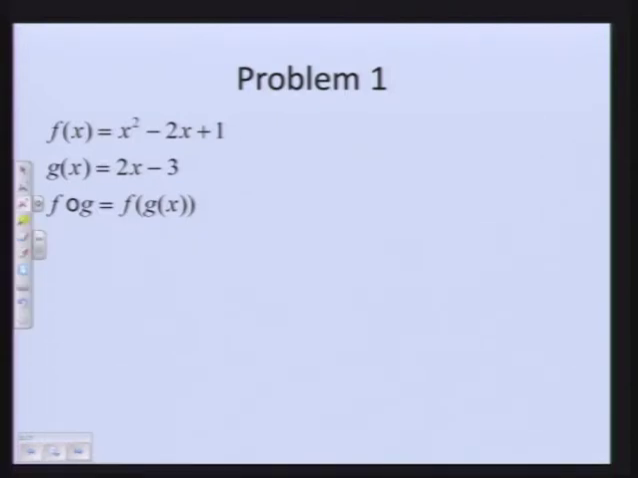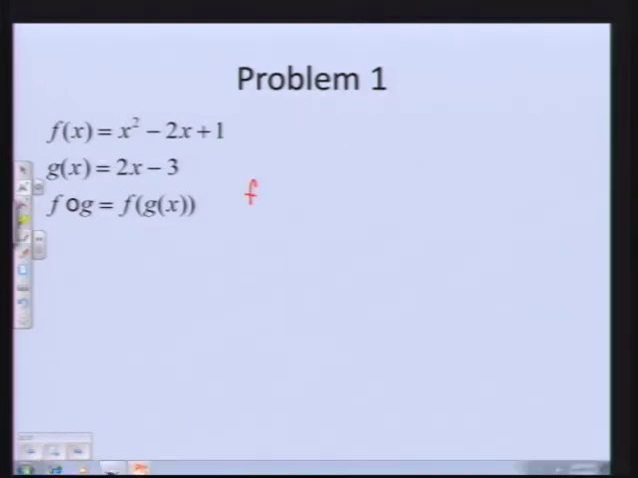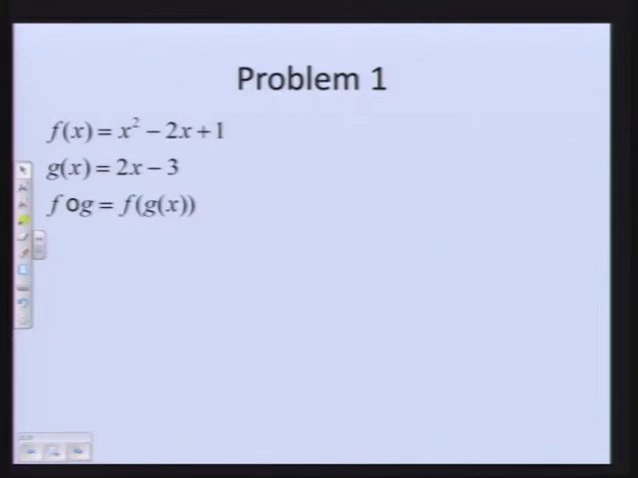Now, let's look at this first problem. We have f of x is x squared minus 2x plus 1, and g of x is 2x minus 3. Now, if we do f circle g, what you do is you look at that and you say, okay, f is the dominant function. So I take and write the structure. Let me change my ink colors here for a second. So I take the function f and I write that function, and everywhere there's an x, I put an empty set of parentheses.